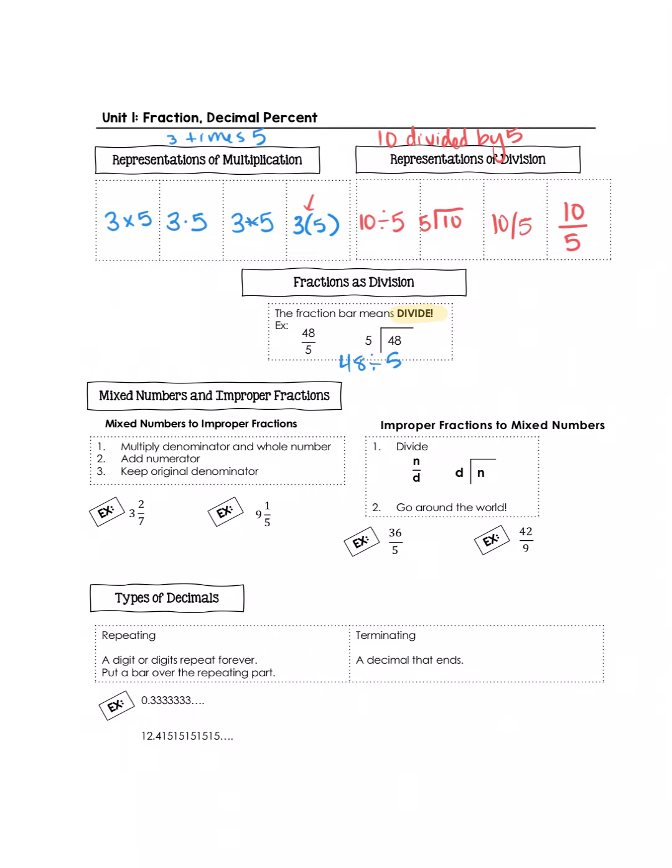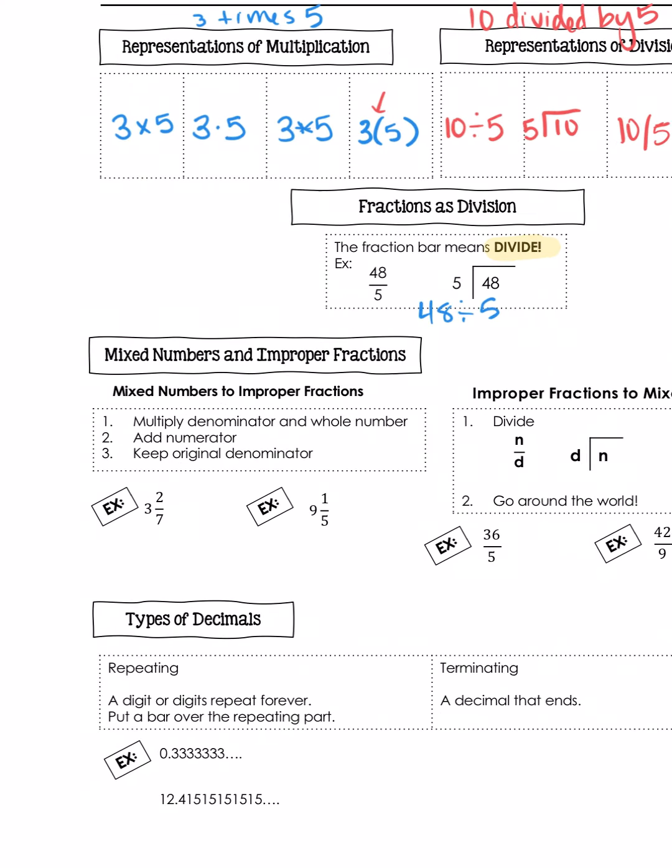Now to turn a mixed number into an improper fraction, I'm going to multiply my denominator and whole number, keep your numerator, and add your original denominator. So I'm going to start by doing 3 times 7 is 21, plus 2 is 23, and I keep my denominator of 7. So those are equivalent. 3 and 2 sevenths is the same thing as 23 sevenths. They're just expressed in different ways.